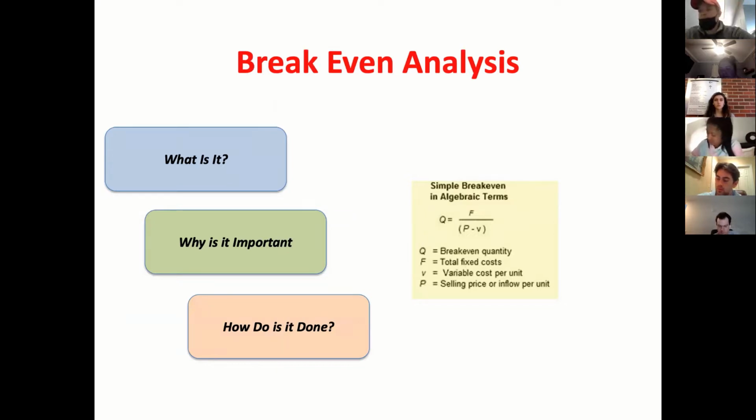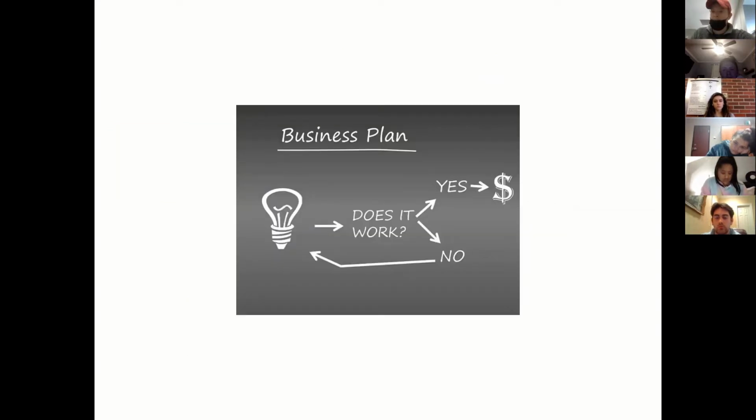It's fixed cost divided by the price of one unit minus the variable cost of one unit. So let's suppose we had a fixed cost of $10, and we were selling something for $2, and the variable cost was $1. We'd need to sell 10 of those units to get to break-even. That's in its simplest form.